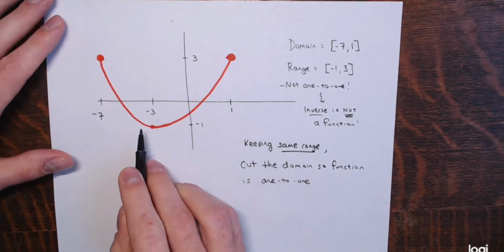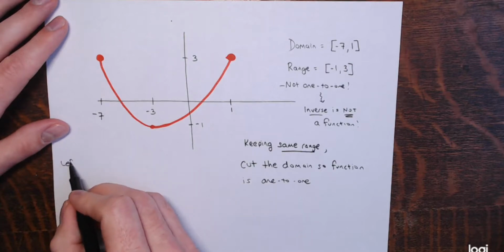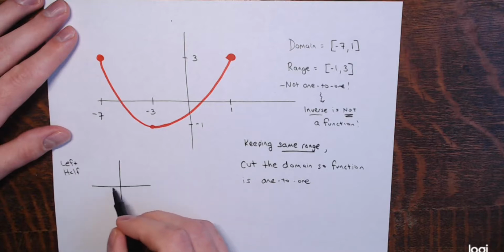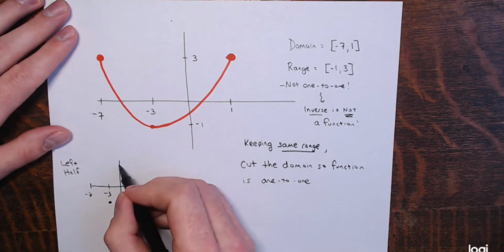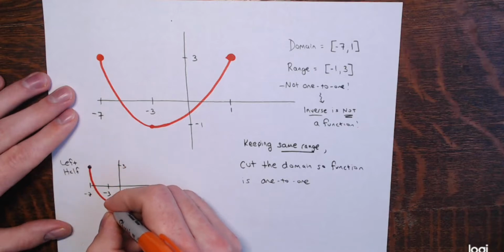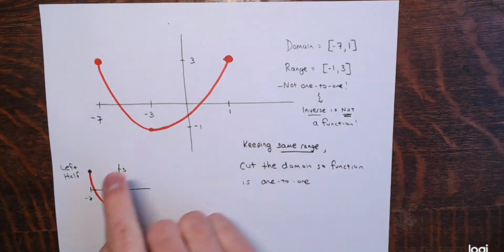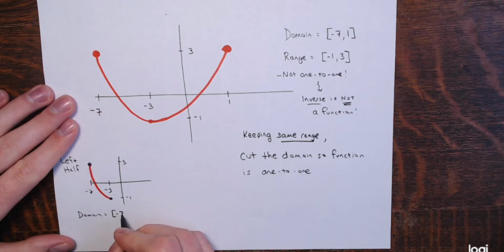Well, there's two ways we could do that, like the left half and the right half. I could cut it into the left half, where here's -3, -1, that point, and goes up to -7, 3, and there you go. So see, it's got the same range, but the domain is now just all the values from -7 to -3.